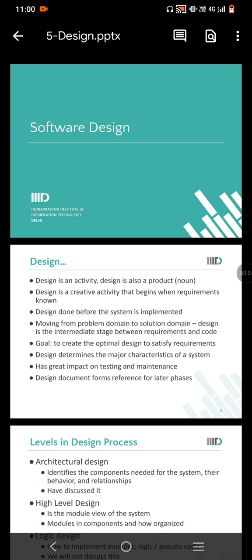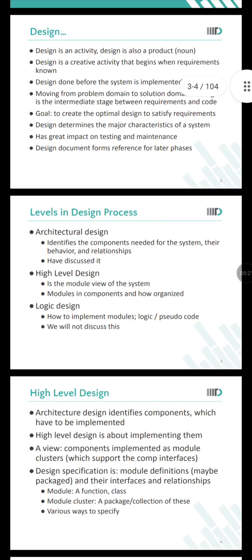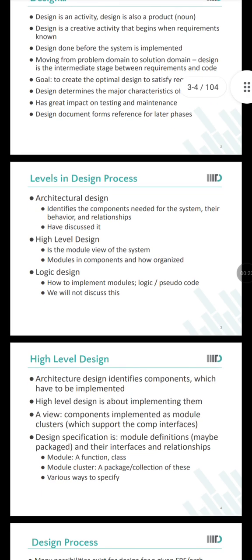So we'll see the core concepts of software design. Software design is an activity, and software design is also a product. The goal is to create an optimal design to satisfy the requirements. There are three levels in the design process: architectural design, high level design, and logic design.